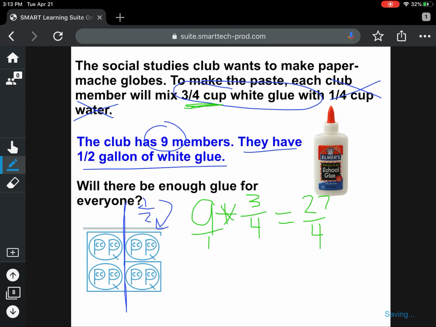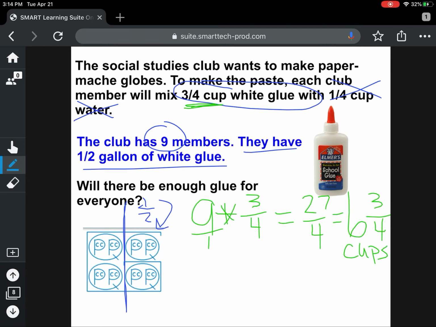So we're saying here they need a total of 27/4 cups of glue. Well, we know that's an improper fraction. So we need to ask ourselves, how many times does 4 go into 27? 4 goes into 27 6 times, because 6 times 4 is 24, and the difference between 24 and 27 is 3, and the denominator stays 4. So how much glue do they need so that all 9 members can make a papier-mâché globe? They need a total of 6 3/4 cups of glue.